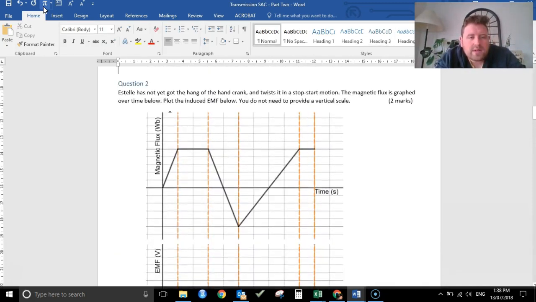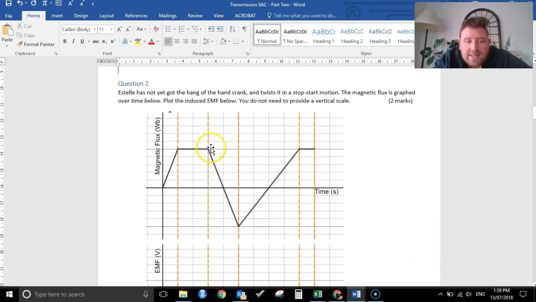Question 2 is hard. Question 2 is Estelle has not yet got the hang of the hand crank and twists it in a stop-start motion. So she produces this flux here, and we want to take this flux graph and turn it into an EMF graph. Right? Now, the important thing to realize is that the EMF is going to be the gradient of this graph. So every time the gradient changes here, we're going to expect the value of the EMF to change.